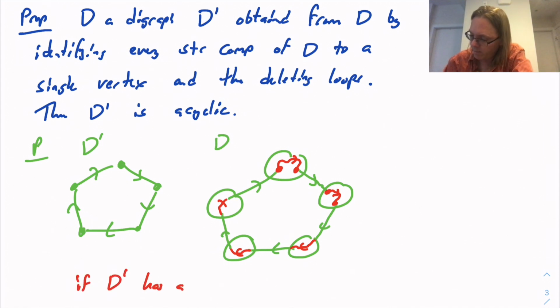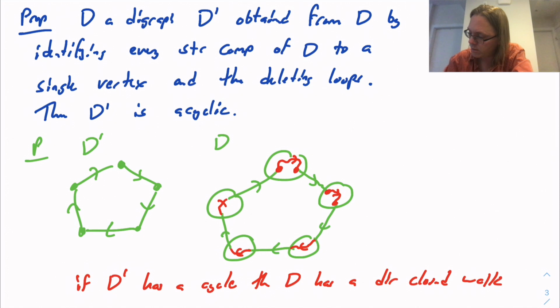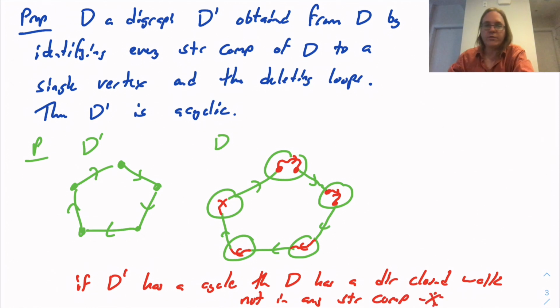So if D prime has a cycle, by which I mean directed cycle, then D has a directed closed walk that's not in any strong component, and this is a contradiction. And so that means that D prime cannot have a directed cycle, and if D prime does not have a directed cycle, then it's acyclic, and that's what we're aiming to prove.